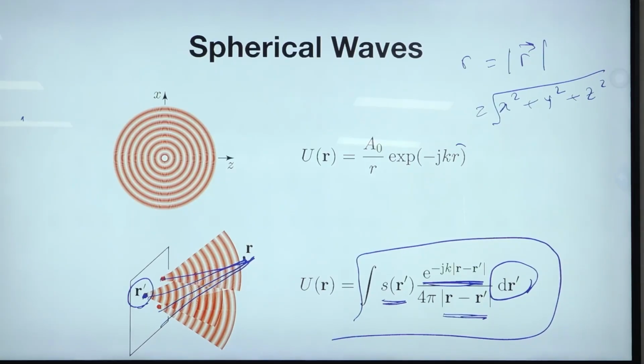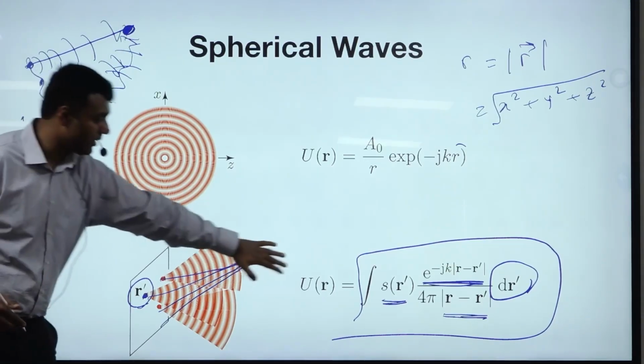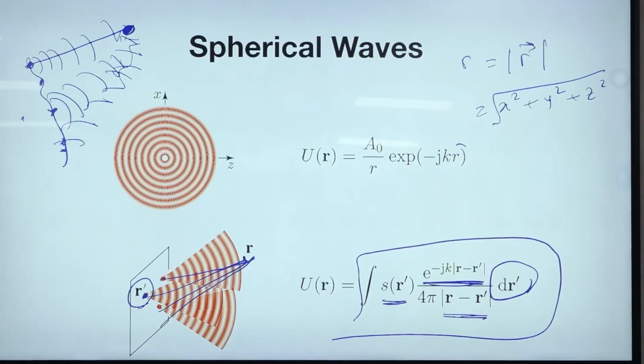So what we are doing is taking different points. One point is emitting a spherical wave, another point is emitting a spherical wave, another point is emitting a spherical wave. Add up the fields, because every one of these points is contributing something. Add up all the contributions, in other words integrate, and you get your field at that point r. That's how you construct it.